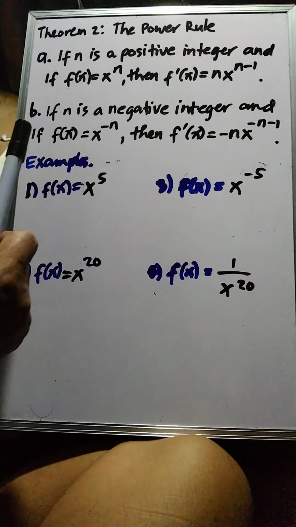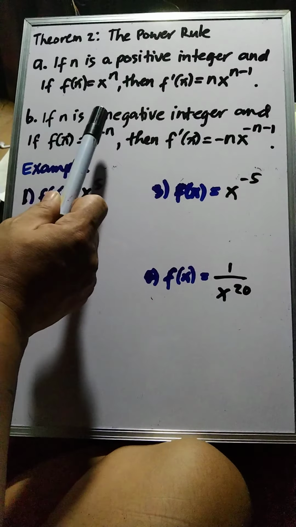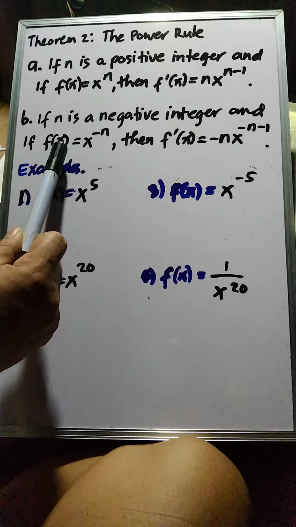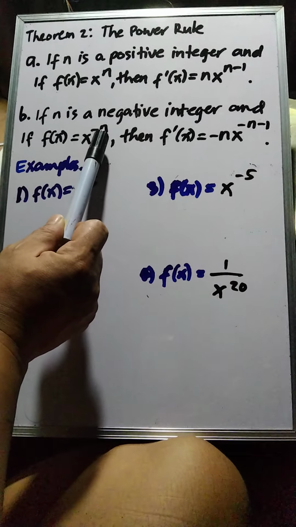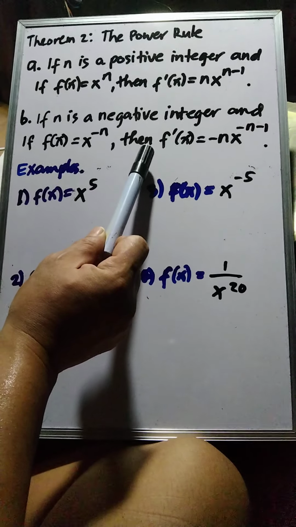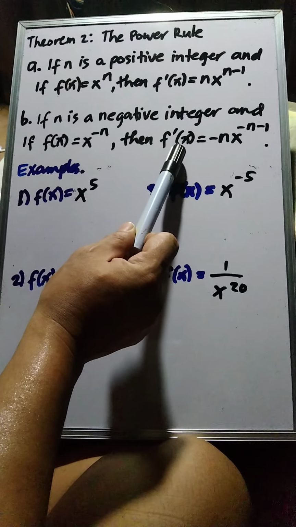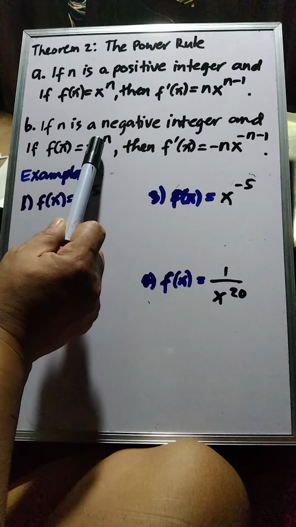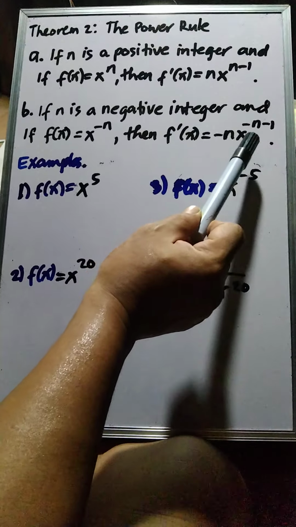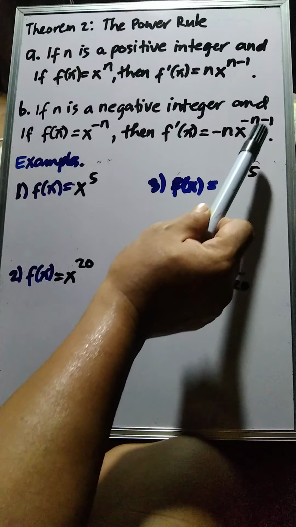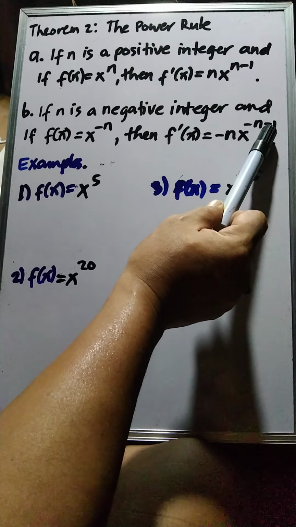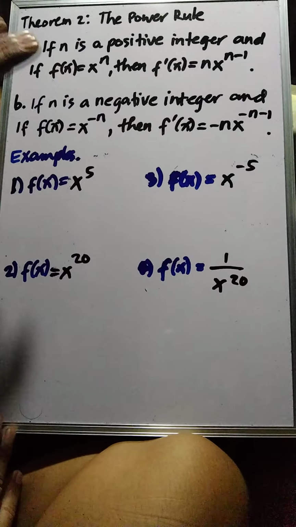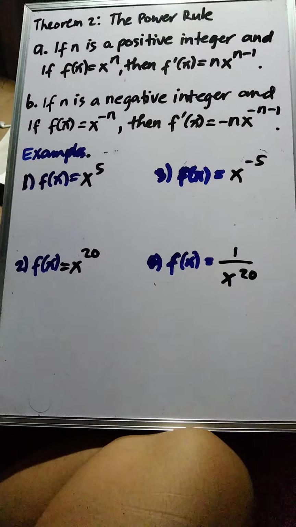Letter B, if n is a negative integer and if f of x is equal to x to the power of negative n, then the derivative of f of x is, again, just the same. You copy the exponent negative n to its left side times x, then you subtract 1 from its exponent. Okay? So let's apply this to our examples.